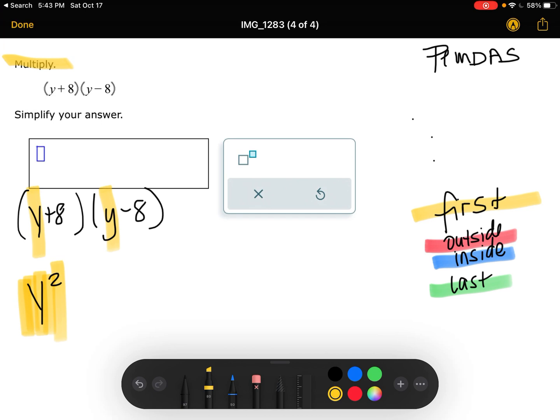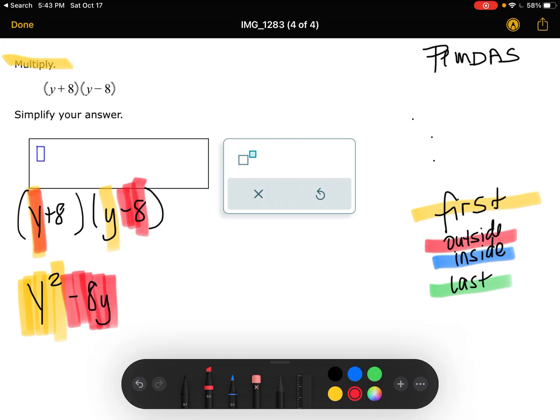And then I'm going to go to my outside. Okay? My outsides are the two that are on the outside of these things. So that would also be this one and that one. So y times, and don't forget, if there's a sign in front of it, remember to multiply the sign with it. A lot of people forget that, but it's okay. So y times negative 8 is minus 8y. And then I'm going to highlight that and put that there.